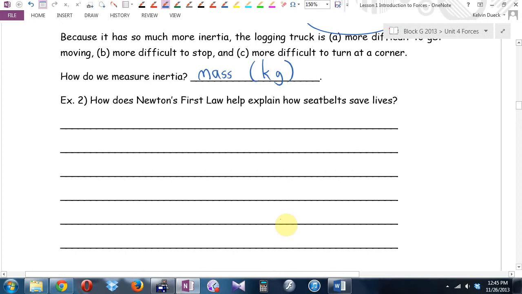How does Newton's first law help explain how seatbelts save lives? Well, we just talked about that, the shotgun seat. All a seatbelt does is, because your body wants to keep going in a straight line at a steady speed, the seatbelt says, I'm going to apply a force in the opposite direction to bring you to a stop. Why don't we put seatbelts on motorcycles?